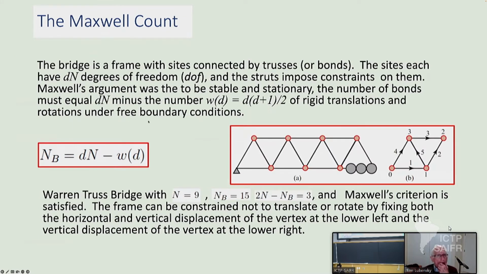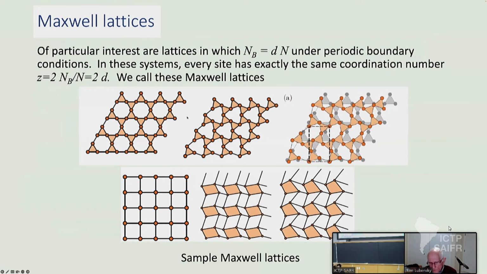So the Maxwell count. The bridge is a frame with sites that are connected by trusses or bonds. The sites each have d n degrees of freedom in d dimensions, so I'll use the abbreviation DOF. And the struts impose constraints on them. Maxwell's argument was... oops, wait a minute, go back again.